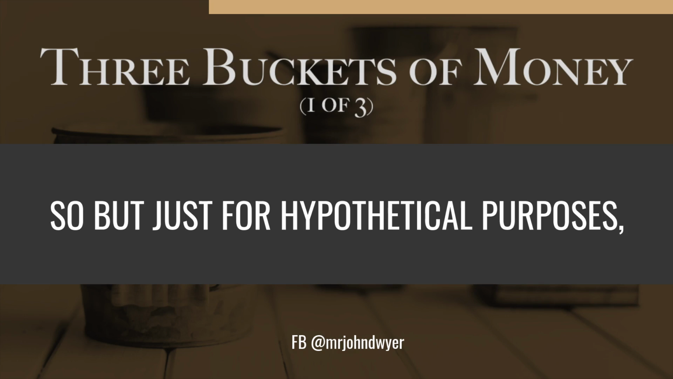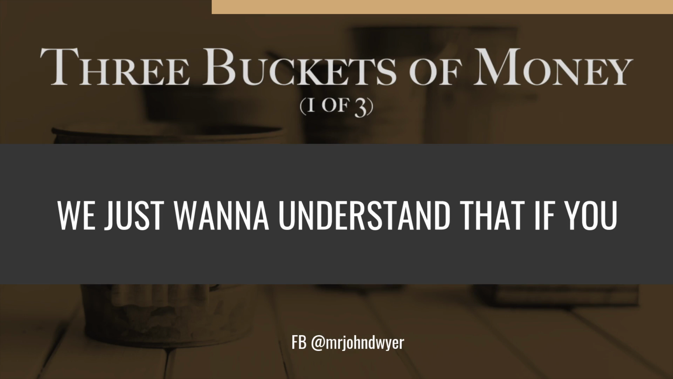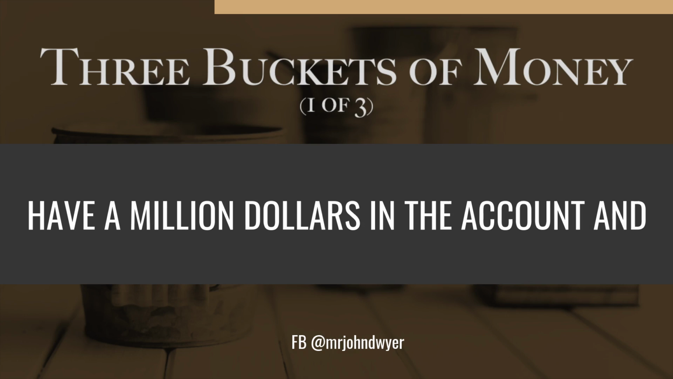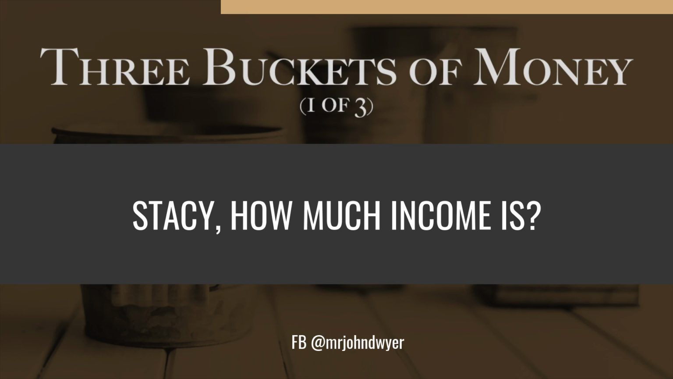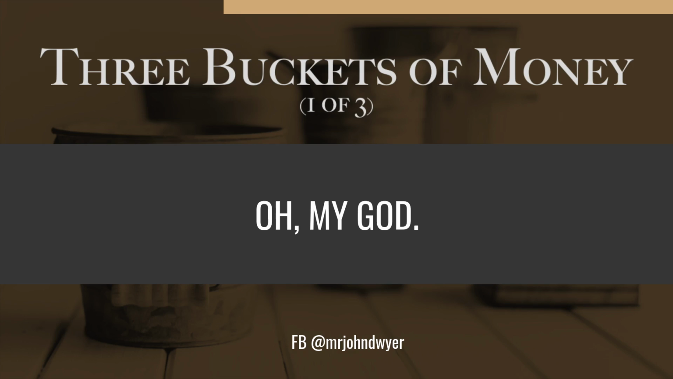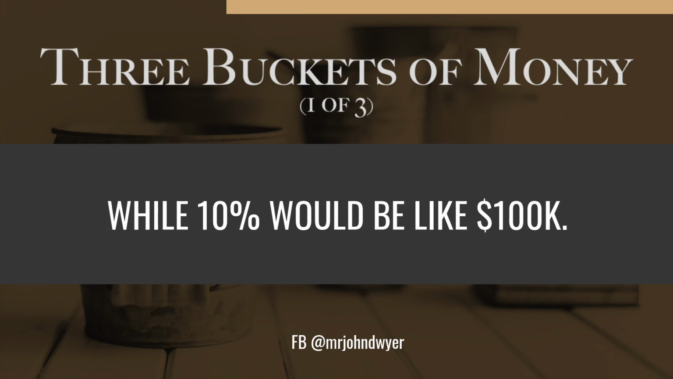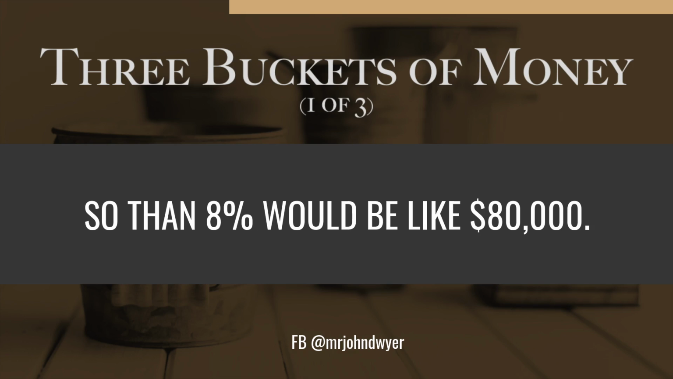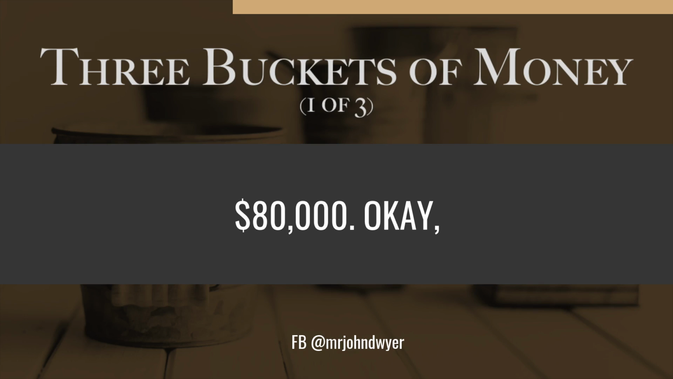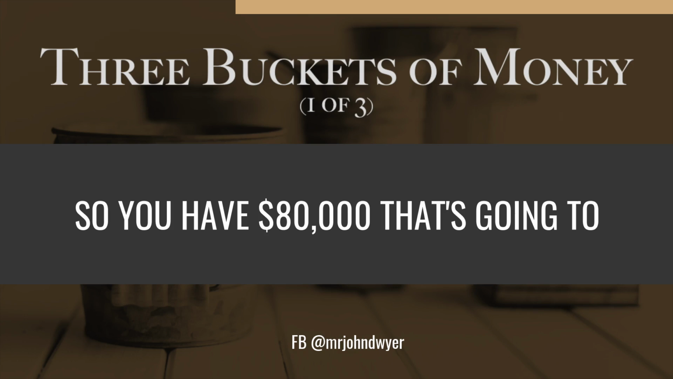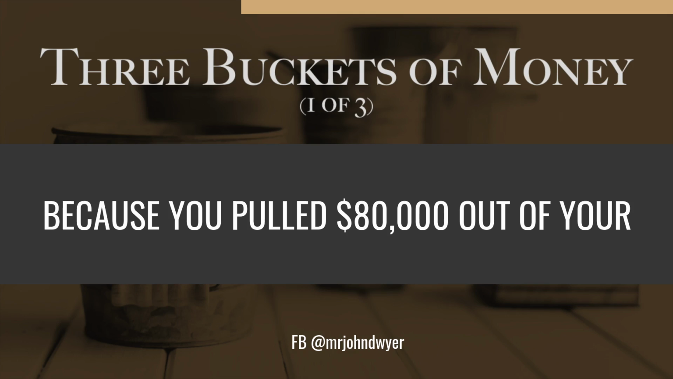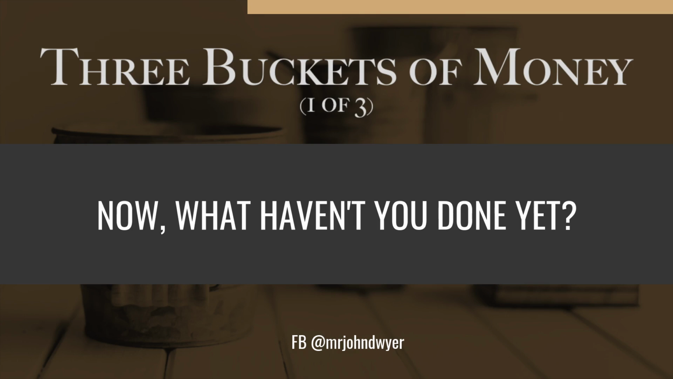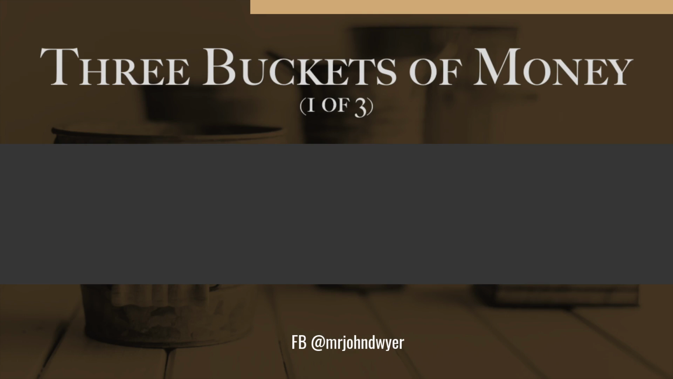But just for hypothetical purposes, we just want to understand that if you have $1 million in the account and we have an 8% distribution rate, Stacy, how much income is 8% of $1 million? Well, 10% would be like 100,000, so then 8% would be like 80,000. $80,000. So you have $80,000 that's going to be reported on your 1040 as retirement income because you pulled $80,000 out of your bucket. Now, what haven't you done yet? I haven't paid taxes yet.